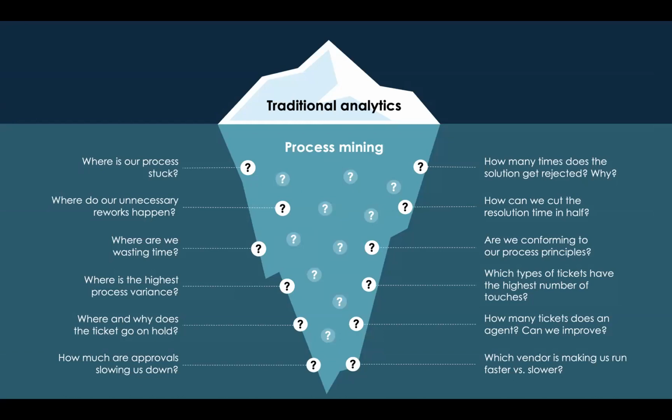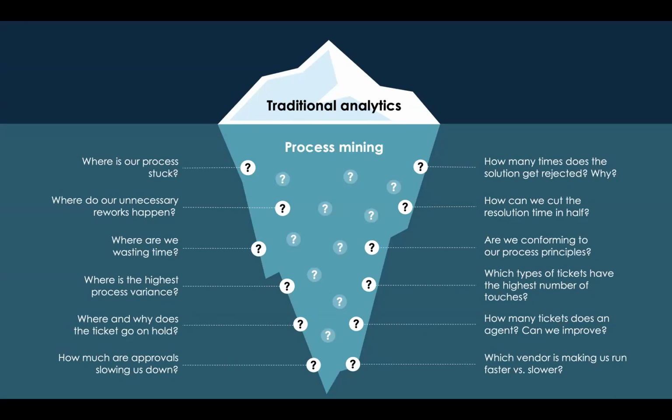Where is our process stuck? Where is the unnecessary rework happening? Where are we wasting time? How can we improve our resolution times, which is something that many of us have as a goal that we focus on? Are we conforming to the process principles that we set forth for ourselves? Which tickets have too many hops? Who's holding on to the tickets the longest? That's one that always comes up. Who's holding on to the tickets the longest? I like to call that the finger pointing report. Some people that are more glass full like to call that the opportunity to improve report or question.